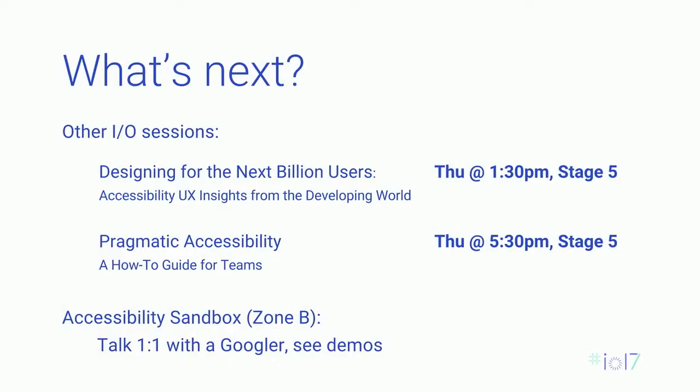We have a few other really interesting things happening at Google I/O for accessibility. So we have a couple other sessions, Designing for the Next Billion Users and Pragmatic Accessibility, tomorrow on stage 5. We also have a sandbox just back here. This is your chance to come talk to us, learn more about accessibility, see these demos, speak to a Googler one-on-one and get more information. We also have, on Thursday at 6:30, the Google Play Awards, and there'll be an awesome award for the best accessibility experience. So I recommend you check that out.